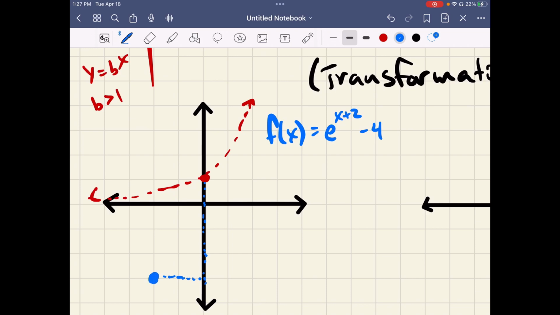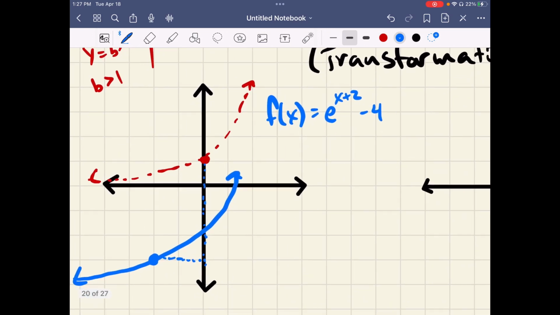Now this point here, that is my new 0, 1 coordinate, and since I already established that it was growth, when I draw my curve here, I'm going to show that as being growth. The other thing to consider too is my new horizontal asymptote would be now down here at -4, so that is going to be my asymptote.